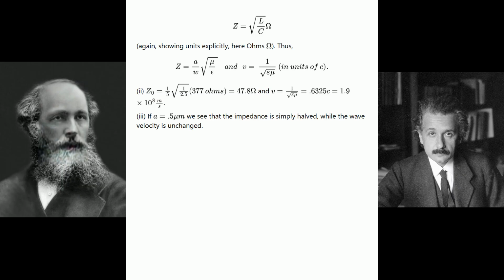2. Z sub 0 equals 1/5 times the square root of 1 over 2.5 times 377 ohms, which equals 47.8 ohms, and v equals the fraction with numerator 1 and denominator the square root of epsilon mu, which equals 0.6325 c, equals 1.9 times 10 to the 8th power m/s. 3. If a equals 0.5 micrometers, we see that the impedance is simply halved, while the wave velocity is unchanged.